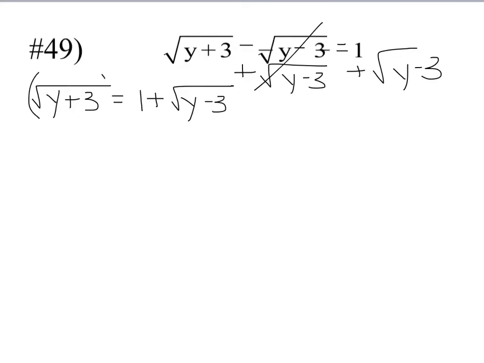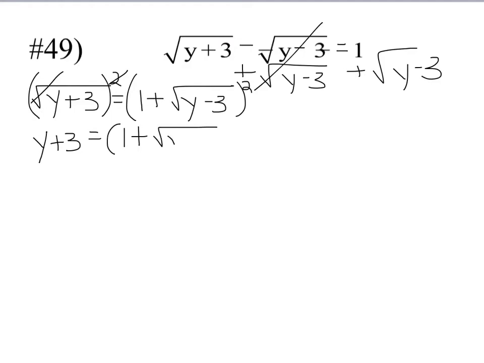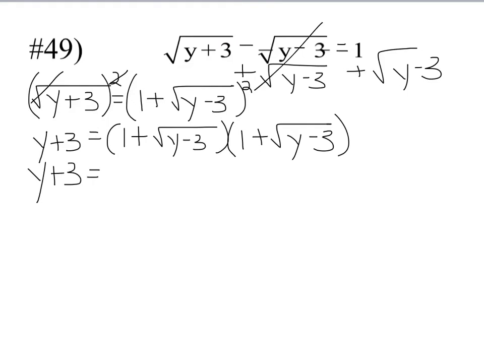Now I'm going to square each side to cancel this square root. When I square the right side, I'm going to have to FOIL. The square root and the square cancel, leaving me y plus 3. And this is 1 plus the square root of y minus 3 times 1 plus the square root of y minus 3, because it's two binomials being multiplied together. So I'm going to go ahead and have to distribute the second half.